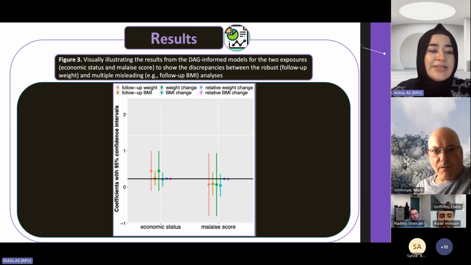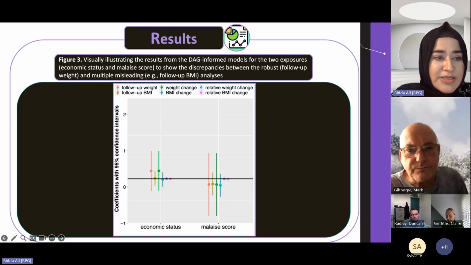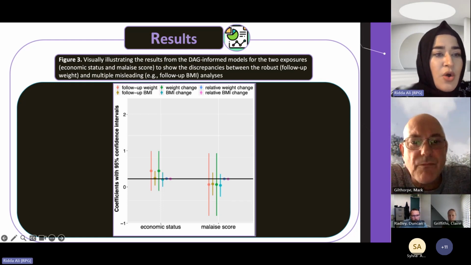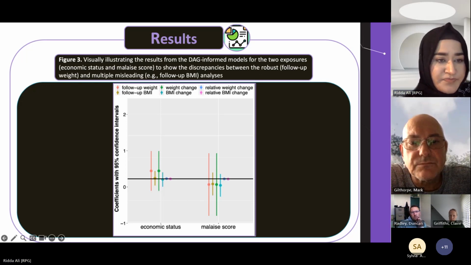Although the effect sizes of both the binary measures in the NCDS data were small, the analysis revealed subtle differences for the different weight outcomes. For example, the effect of economic status on follow-up weight and weight change is slightly higher than all the other weight outcomes, and the effect of Malaise score, on the other hand, is slightly lower for these.